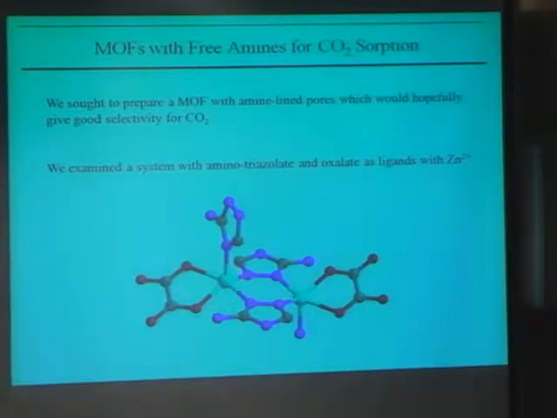So the components here: this is just a zinc ion. This is oxalic acid, which is literally dirt cheap. It's the major component of a kidney stone, the organic component of a kidney stone. And this is sort of our building block, an amino triazolate. The exact structure isn't that important, other than that it has an NH2 group. So this is an amine group.